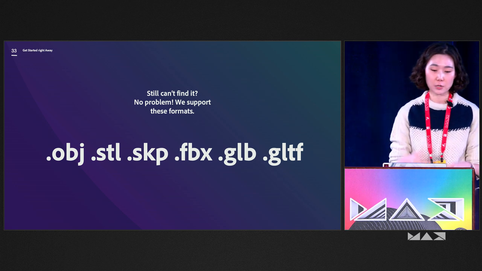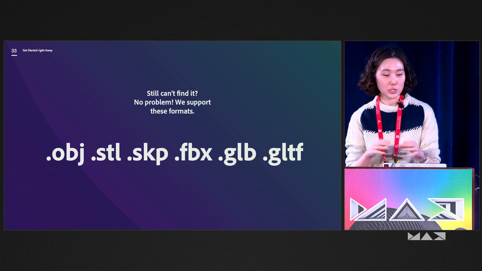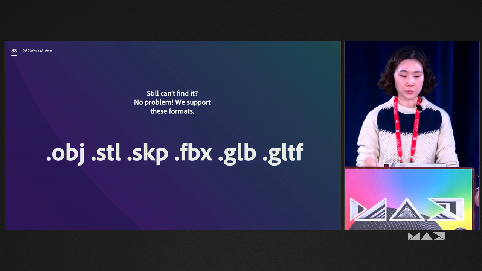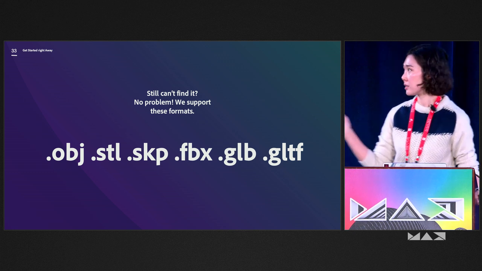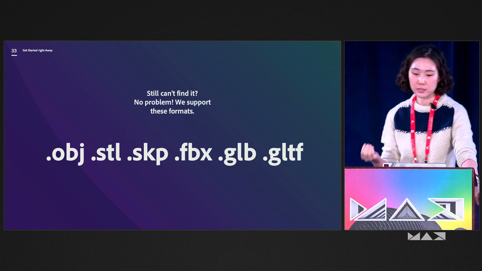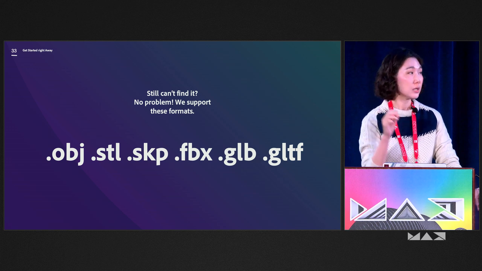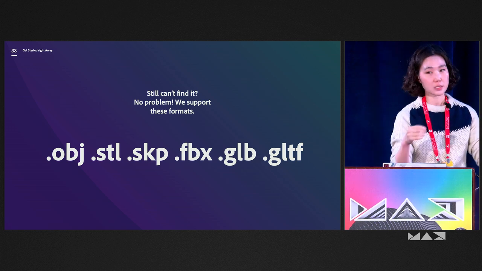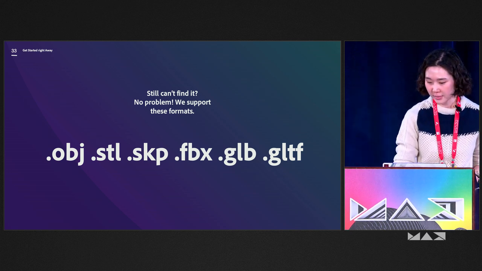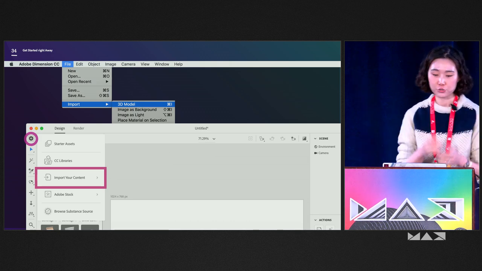OBJ is something like JPEG in 2D, but in 3D. It's like the most basic file format. STL is something for 3D printing. SKP is the SketchUp file. FBX is from Maya. GLB and GLTF files are scene formats, meaning that they will not only have just one object, but they will have multiple objects, and the relative distances are preserved. And you can bring them in through the File menu, or just drag and drop, or through this plus button.